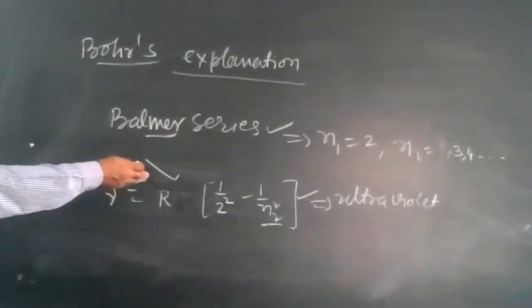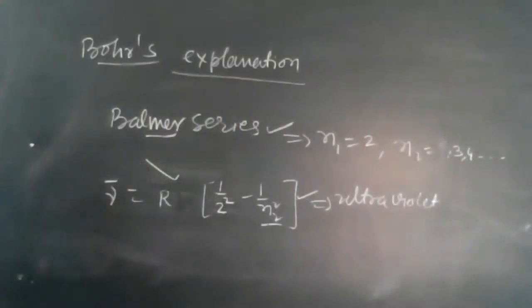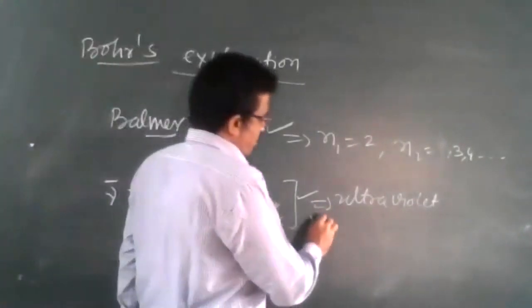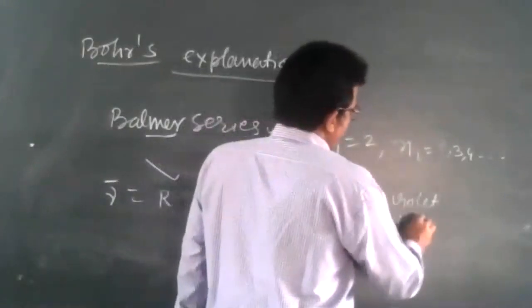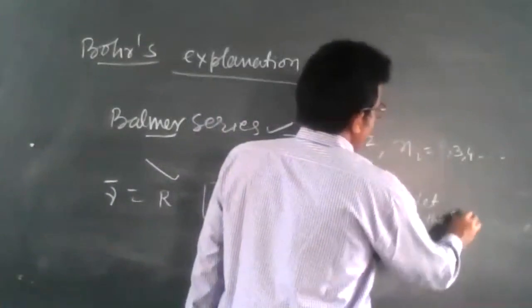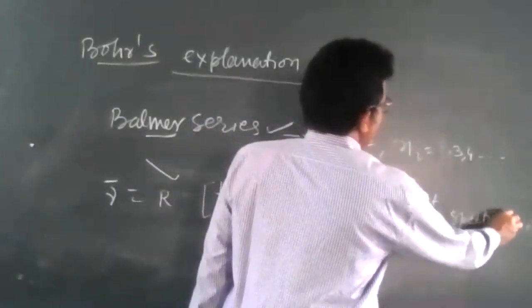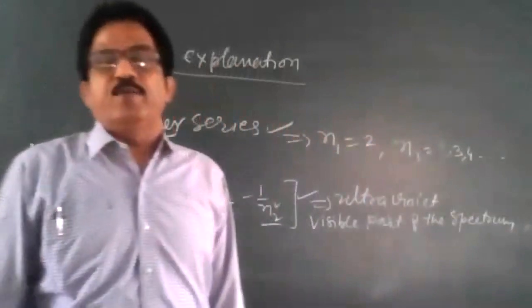This set of spectral lines is observed in the visible part of the spectrum. Here, the visible part of the spectrum.